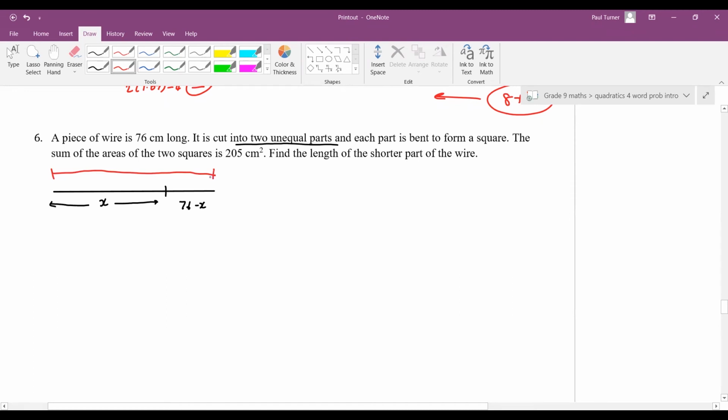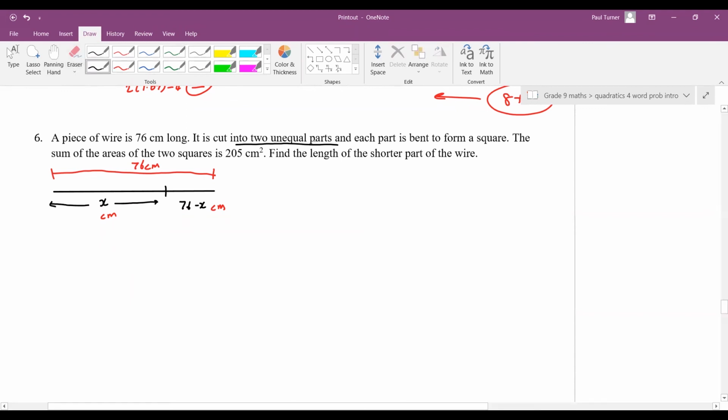So the total is 76 centimeters. So I'll call that X centimeters, and I'll call this 76 minus X centimeters. And when you add them, you'll get 76. So we know we're okay. So this is the way you set up the piece of wire, the lengths of them.